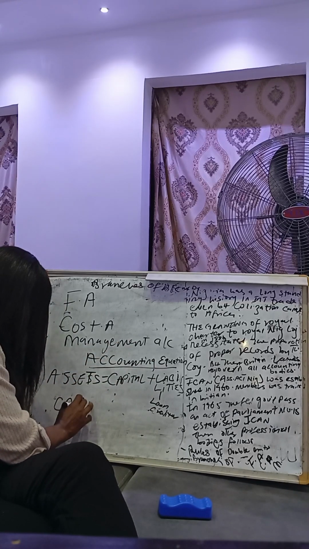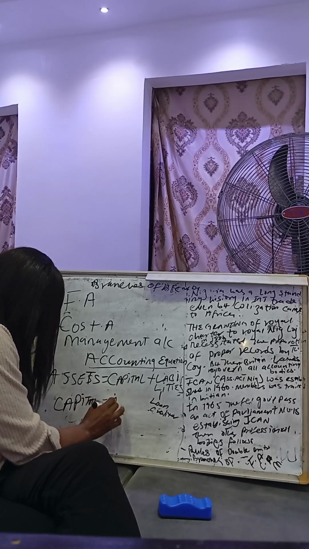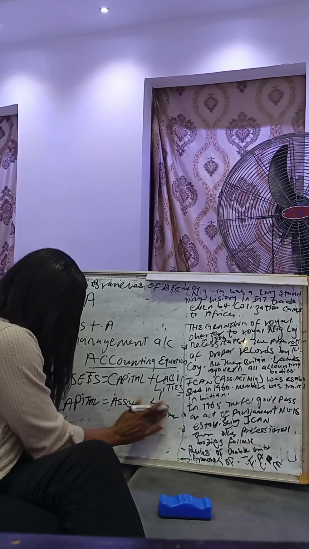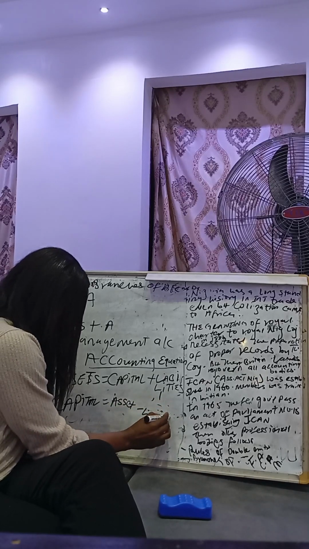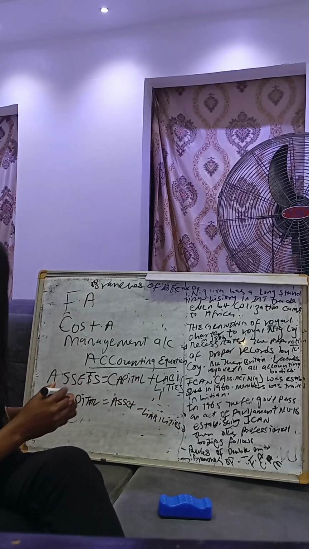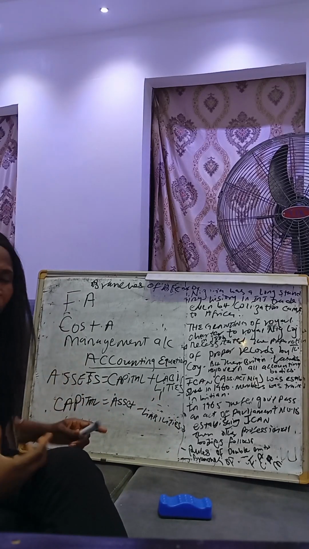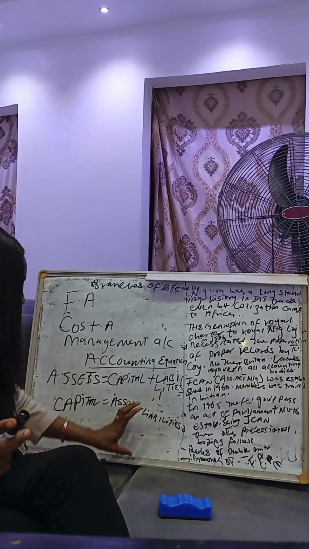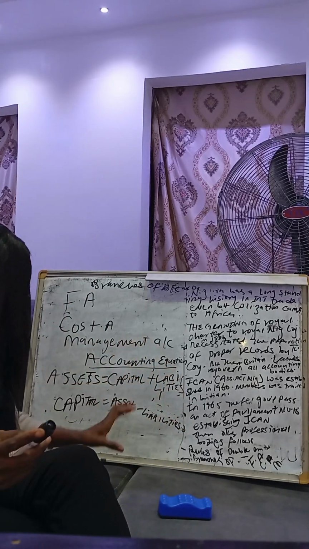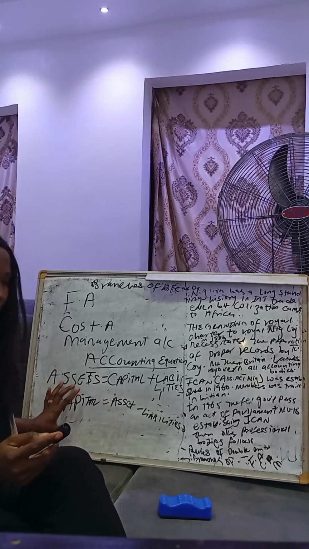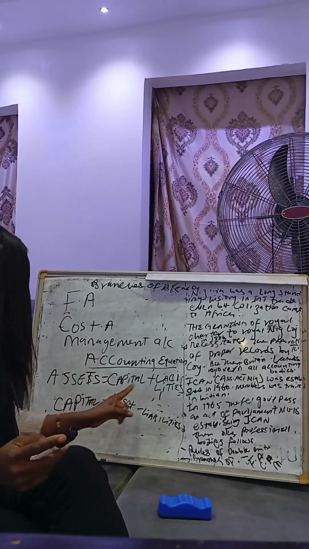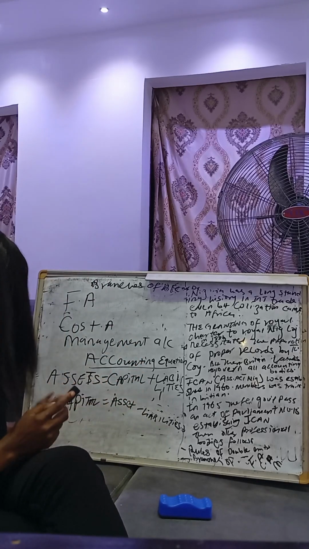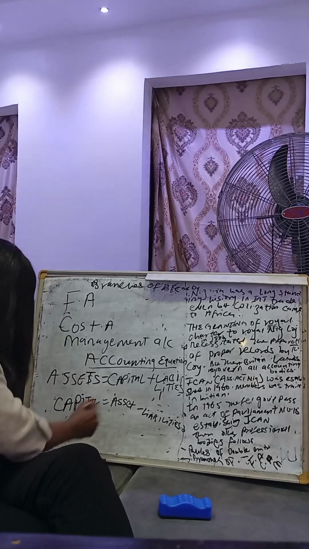Capital. And capital is assets minus liabilities. Assets minus liabilities. Why is this so? Remember, we say capital is what we use to start up a business. From the total assets, we remove what we borrowed, what we owe to outsiders, and that is your capital. The total of your business, which is capital plus liabilities, excluding what you owe to outsiders, is your capital. Is that okay? Then we have liabilities.